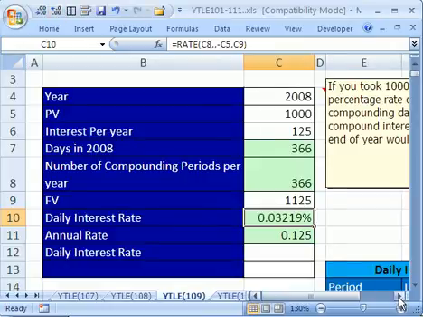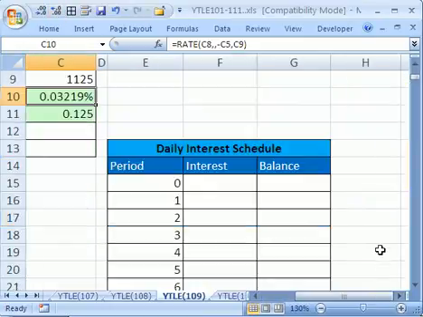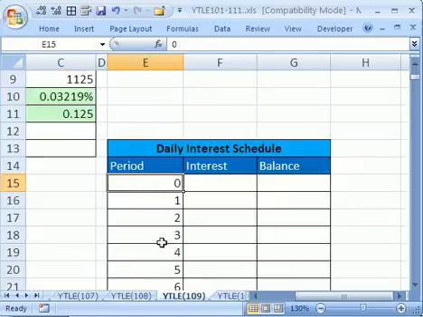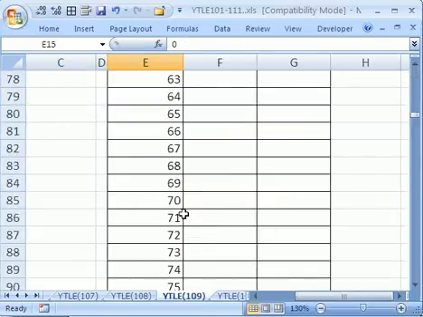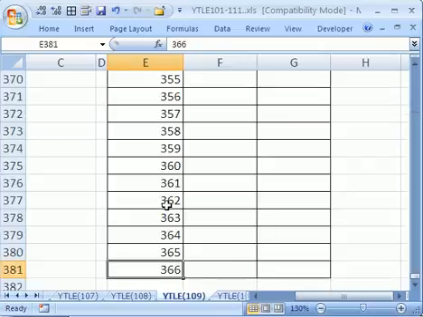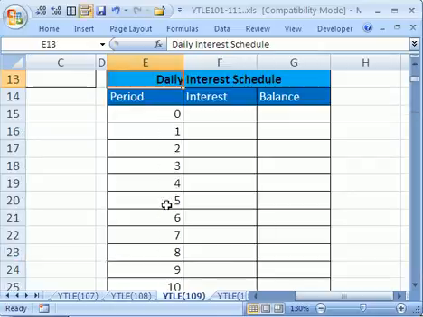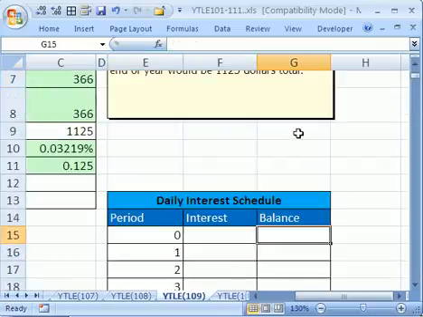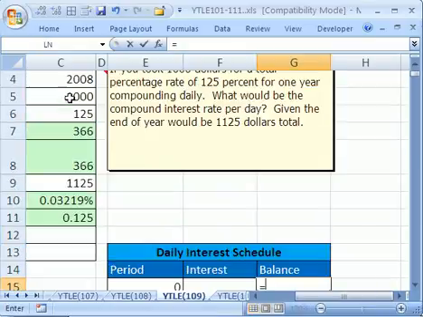Now let's calculate our daily interest rate schedule. The balance at the time is set up below, schedule 1 to 366. All right, click right there and Control Down Arrow to jump. Oh, sure enough, Control Up Arrow. The balance equals the amount we put in, which is the 1,000.